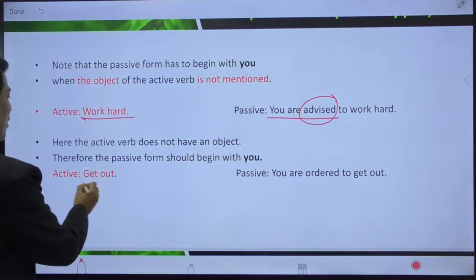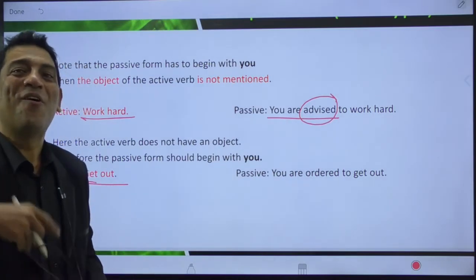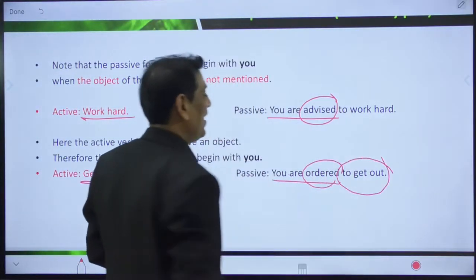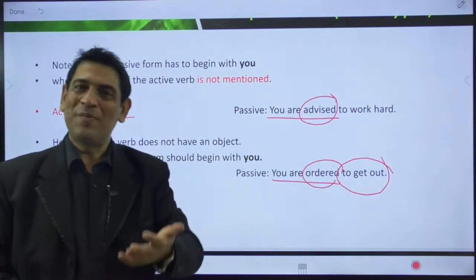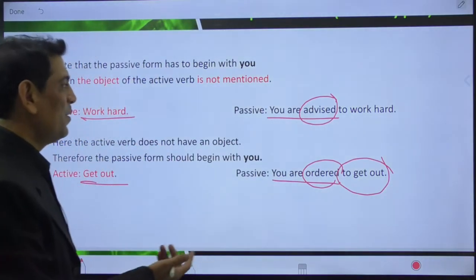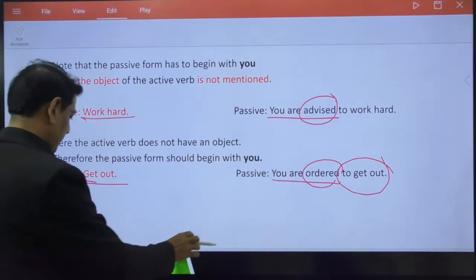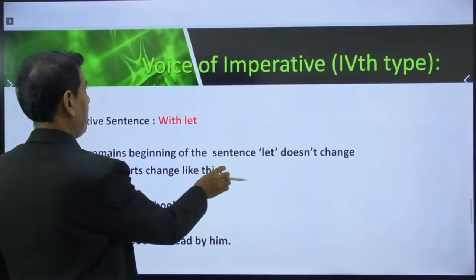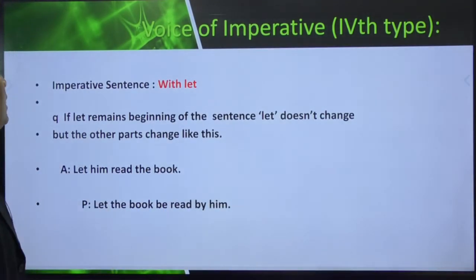And in the same way, get out. Now you are not going to say you are advised. What you need to say is, you are ordered. So you need to adopt this: you are ordered to get out. You just need to focus only on this approach. I mean, the past participle: you need to decide what would be the past participle. You need to understand the sentence approach, then you would be able to understand this. Okay.